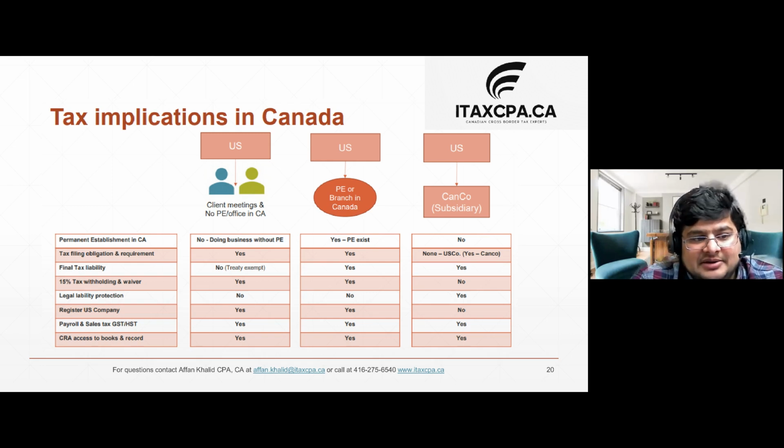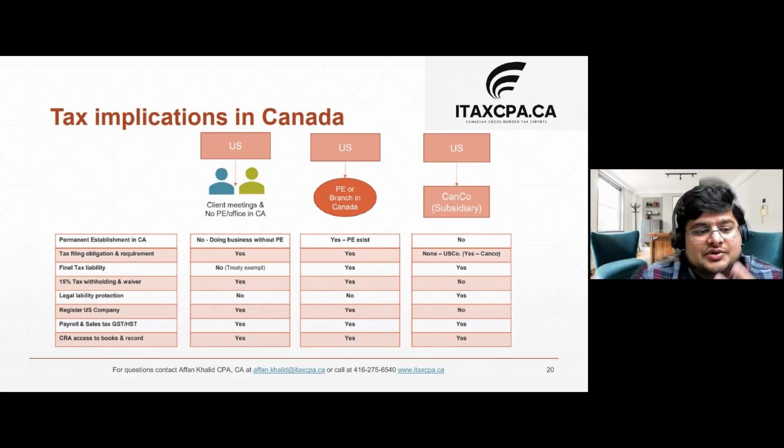There's no legal liability protection on the Canadian side of the border if you have employees in Canada. The US company must register for a tax ID, sales tax and payroll taxes may apply, and there's a requirement to keep your books and records in Canada unless you get permission from the CRA.